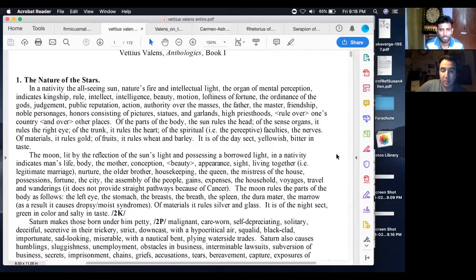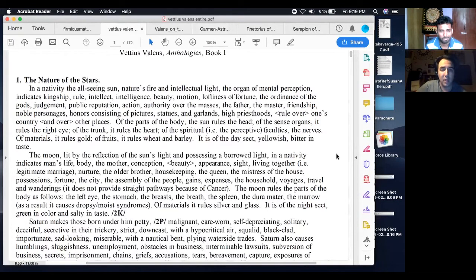Friendship, definitely, because it's nobility, right? Noble personages and nobility, honor, and so on. And you can see all the things he's referring it to. And of course, there are thousands of more things, and we do find them in some of the other texts as well. Parts of the body: rules the head. He says the sense organs, which is interesting, the right eye, and generally speaking, the right side of the body too. For those of you who study energy medicine, I think we can extrapolate that from what Valens is saying.